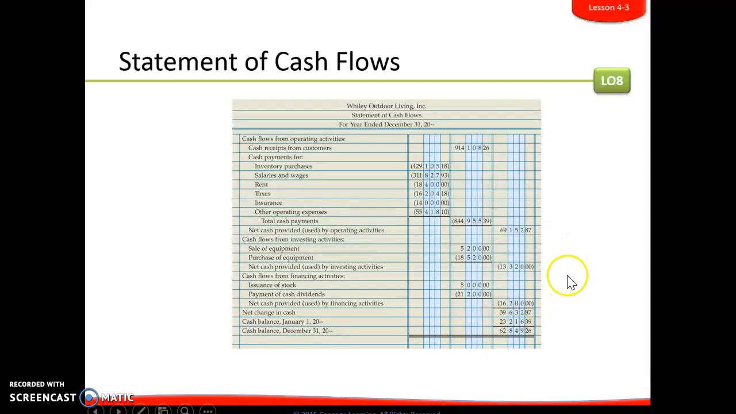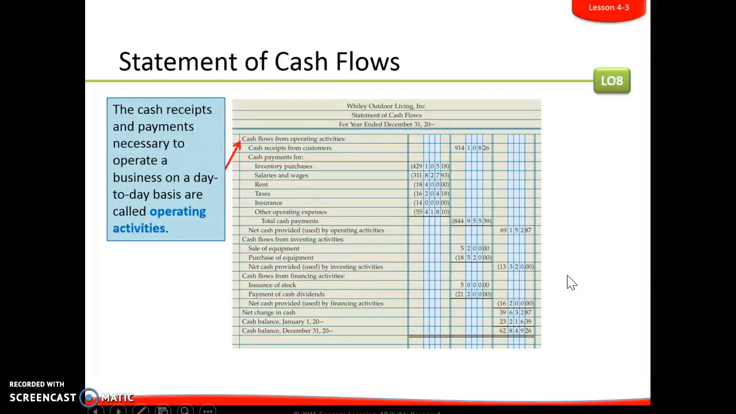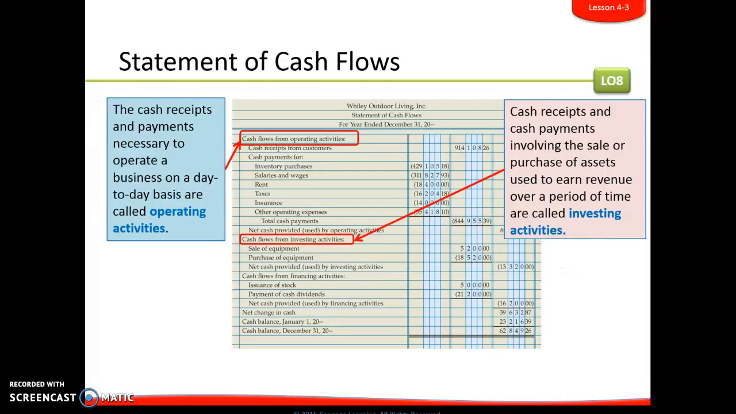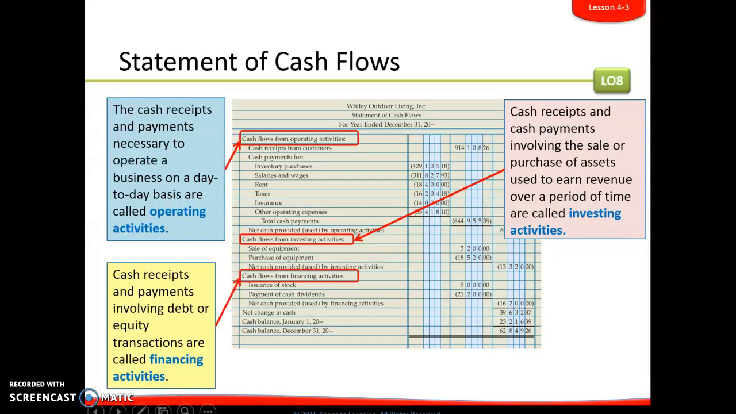Here's our example of our statement of cash flows. We're going to have cash receipts and payments necessary to operate a business on a day-to-day basis. Those are going to be our operating activities. And then we're going to have cash receipts and cash payments involving the sale or purchase of assets used to earn revenue over a period of time. Those are going to be our investing activities. And then our last section is going to be our cash receipts and payments involving debt or equity transactions. Those are going to be our financing activities. So we have operating activities, investing activities, and financing activities.